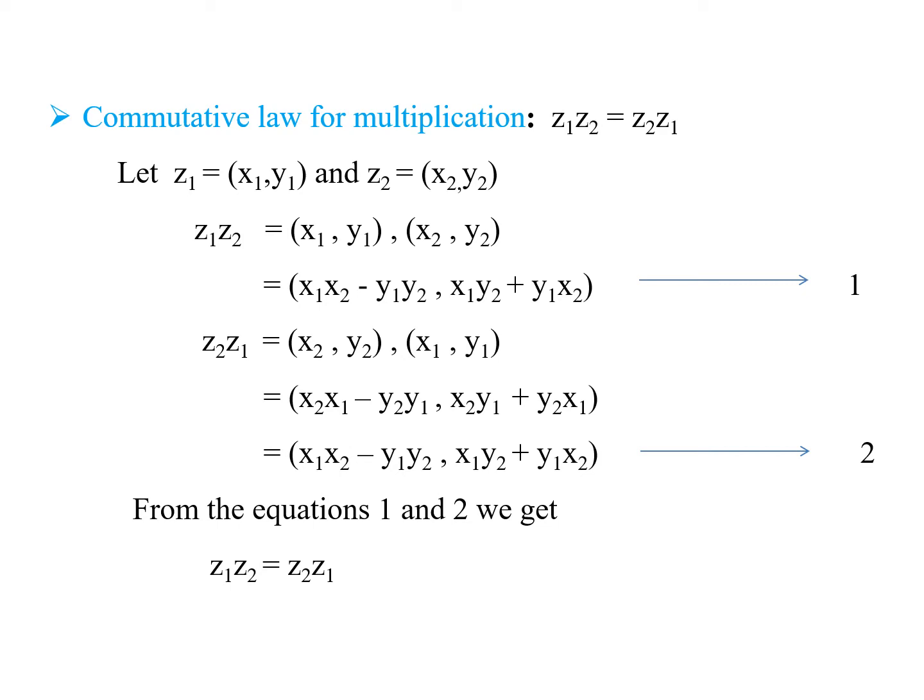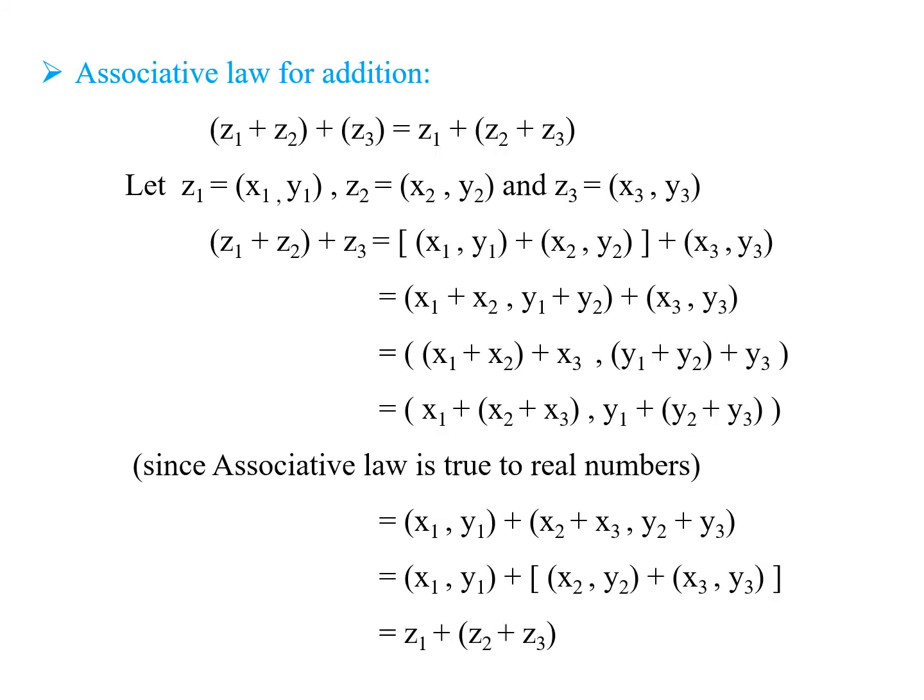Similarly, we find the RHS value z2 into z1. So again it will give the same result. So therefore the commutative law for multiplication in complex numbers is also true.